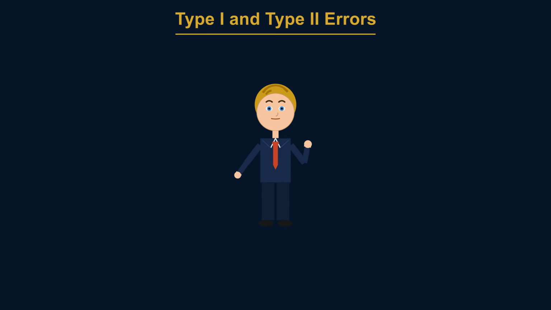Hello everyone, I'm Professor Harrison and welcome back to our module on statistical inference. Today we're going to be talking about type 1 and type 2 errors. These are two distinct ways a hypothesis test can give you the wrong answer.